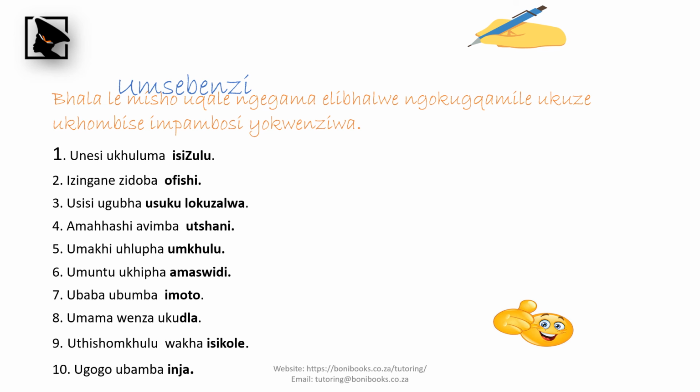So the next thing that I want you to do is this exercise now. So what is the instruction? It says bhala lemisho uqale ngegama elibhalwe ngokugqamile ukuze ukhombise impambosi yokwenziwa. So you are going to rewrite these sentences. Let me clarify the instruction. It might be too long, but if you break the words here, you'll understand. Bhala lemisho uqale ngegama elibhalwe ngokugqamile. Ugqamile is highlighted. So you're going to start the sentence using the highlighted word so that the whole sentence will end up showing Impambosi Yokwenziwa. So you are going to look at these sentences and rewrite them, starting with the highlighted word so that the whole sentence ends up being the passive.